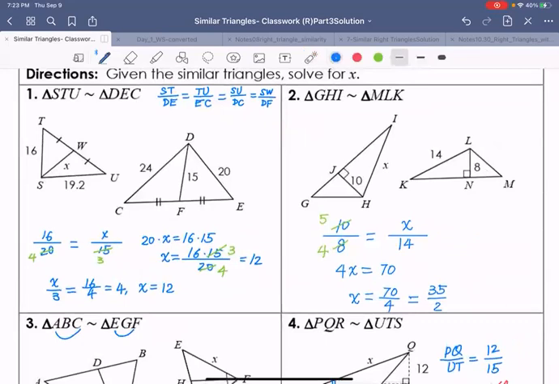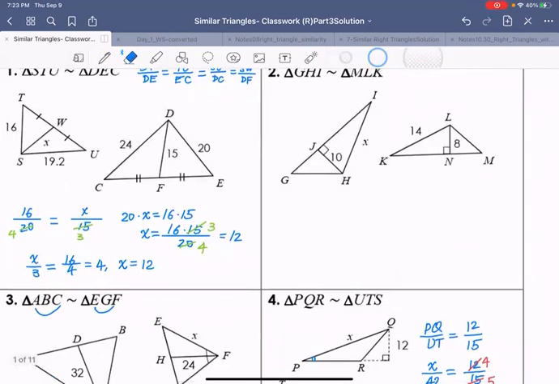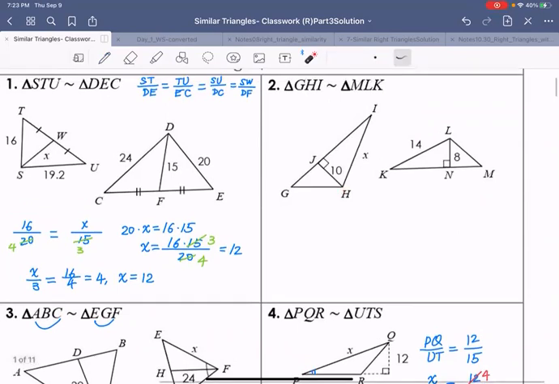Next one. Clear. Let's see number 2, please. Triangle GHI is similar to MLK. Go ahead. Write down the proportionality first, okay? Go ahead, please.